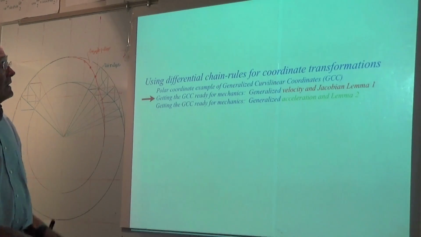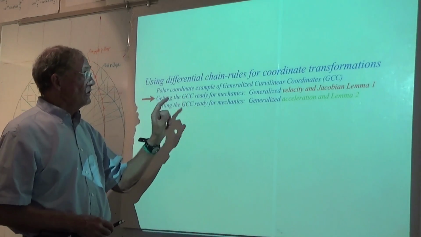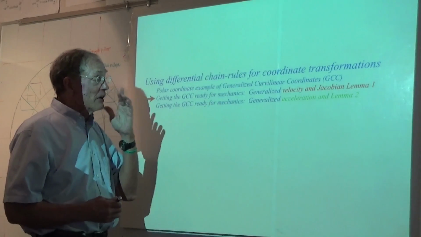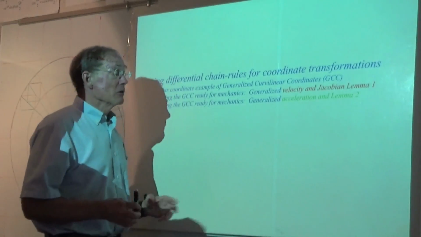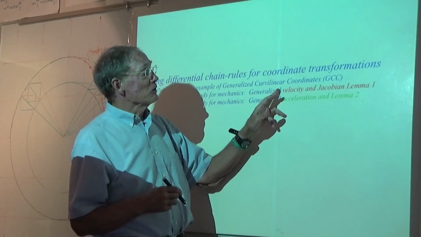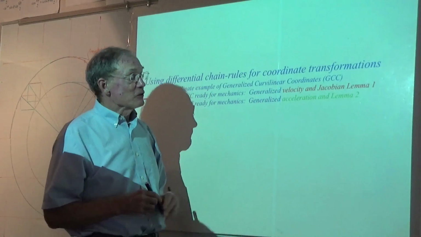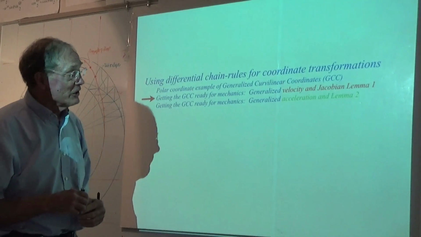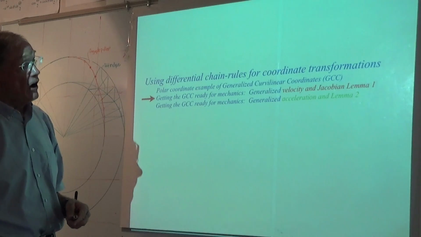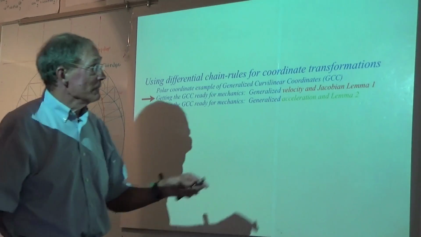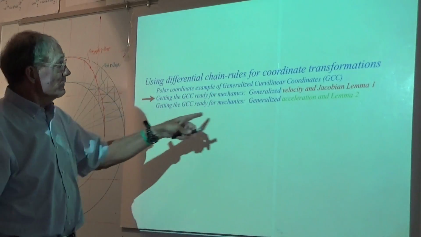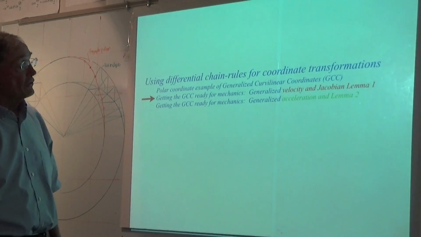Now, the idea of getting these GCC ready for mechanics, the two things we have to do. We have to take whatever crazy coordinate system we have, and this one's not so crazy, it's polar coordinates, but we have to take a generalized velocity by taking a time derivative. We use a dotted notation for a generalized velocity, with a dot over a q function, in this case r and theta. And as I said, we need a limit for the Jacobian for the velocity, and we're going to, a little bit later, do the acceleration as well.